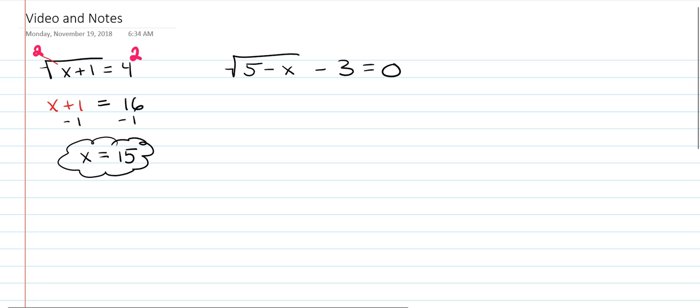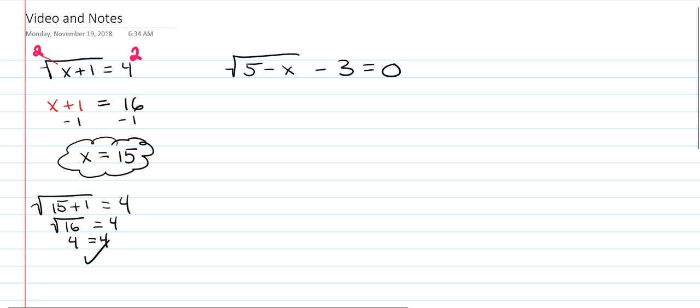If you plug that back in, you get 15 plus 1, and this is 16, and the square root of 16 is 4. 4 equals 4. Check. We are good to go. So again, this is the opposite of what we were doing with completing the square. We were square rooting both sides. Now we're kind of just going backwards and getting rid of that square root.